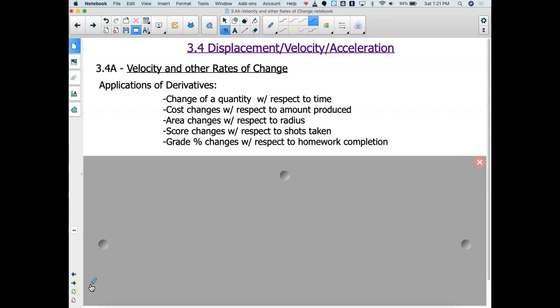Good morning, guys. Today we're going to be looking at displacement, velocity, and acceleration. But before we do that, let's take a little peek at other rates of change first, different applications of the derivative. And just remember, what is the derivative?